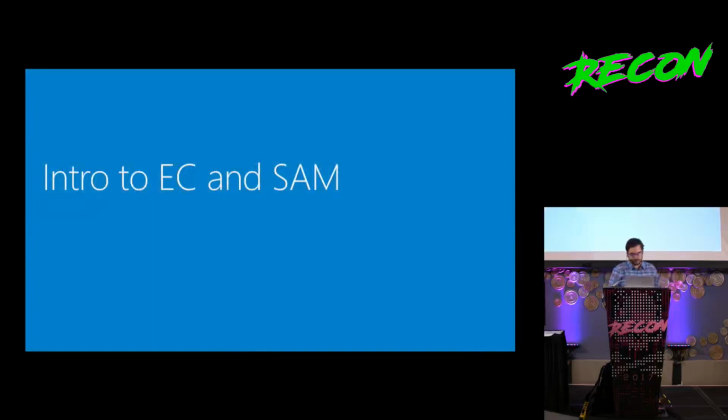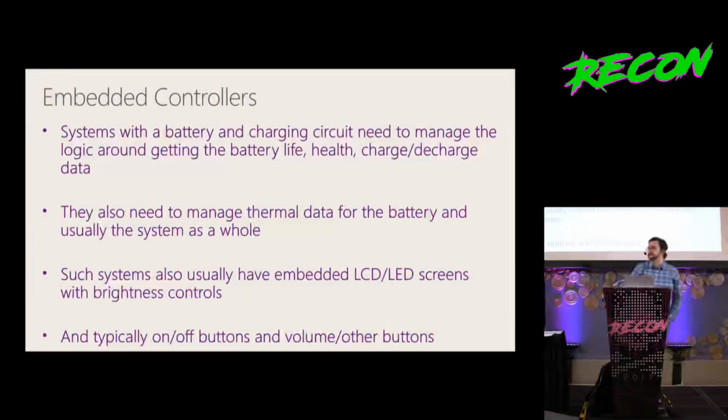So let's talk about embedded controllers and about SAM for a moment. As soon as you have a system with a battery and a charging circuit, you're going to need to manage the battery life, manage the battery power, control the charging, and prevent spontaneous exothermic rundown reactions, aka explosions. You're also going to have to manage things like the brightness of a screen. These devices usually have accelerometers, gyroscopes, and magnetometers, because they're small or laptop-like devices. And typically you can have an on-off button or a volume button as well. So this looks very similar to a laptop, a tablet, or a phone.